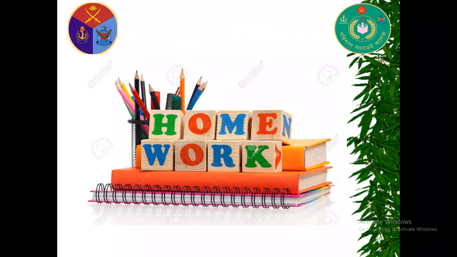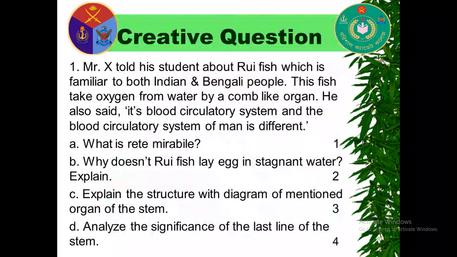Now, your homework. Mr. X told his students about rui fish, which is familiar to both Indian and Bengali people. This fish takes oxygen from water by a comb-like organ. He also said its blood circulatory system and the blood circulatory system of man is different. First question, what is rete mirabile?